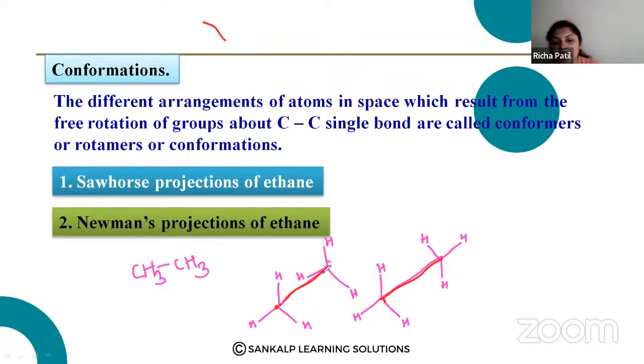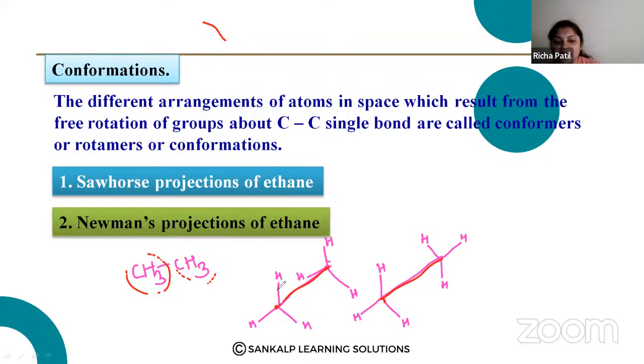The upper end of the line is slightly tilted. You can see these lines are slightly tilted, and the front side, this front carbon, is this carbon. This is the front carbon, this is your rear carbon. So what is done here? Each carbon has 3 lines. So what do these 3 lines represent? They are attached to 3 hydrogen atoms. So this is the representation.